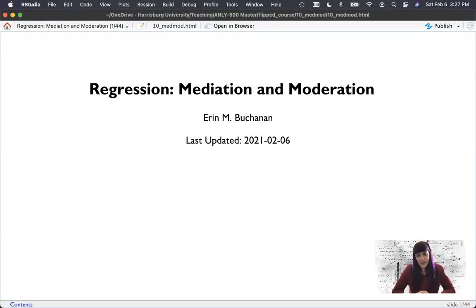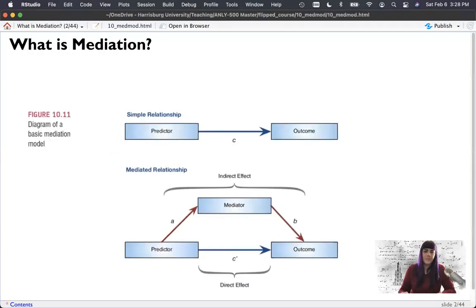So in this section, we're gonna expand on your skill set from the last section of regression and talk about mediation and moderation, which are special types of regression. So we've already kind of talked about the things that we can ask with regression. Let's see what some other questions might be, starting with mediation.